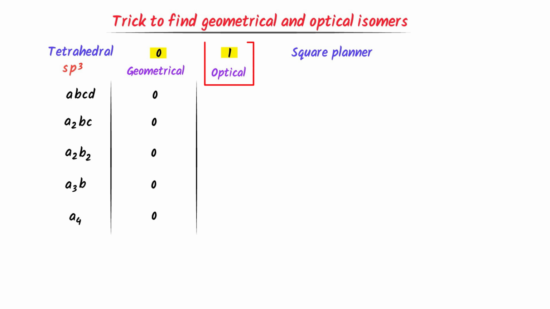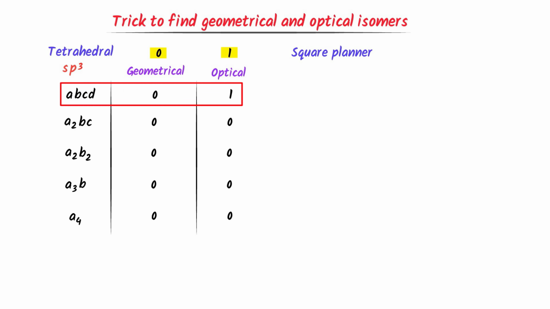Secondly, this 1 means the first complex has one optical isomer and the remaining complexes have no optical isomers. I write 1 and then I write 0, 0, 0 and 0. Thus, except the A, B, C, D complex, all the complexes have no optical isomers. Therefore, using this 0-1 cheat code, we can easily find the geometrical isomers and optical isomers of any tetrahedral complex.